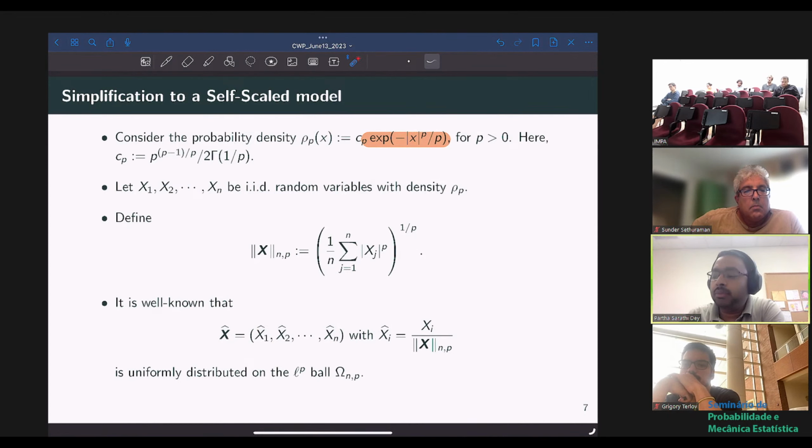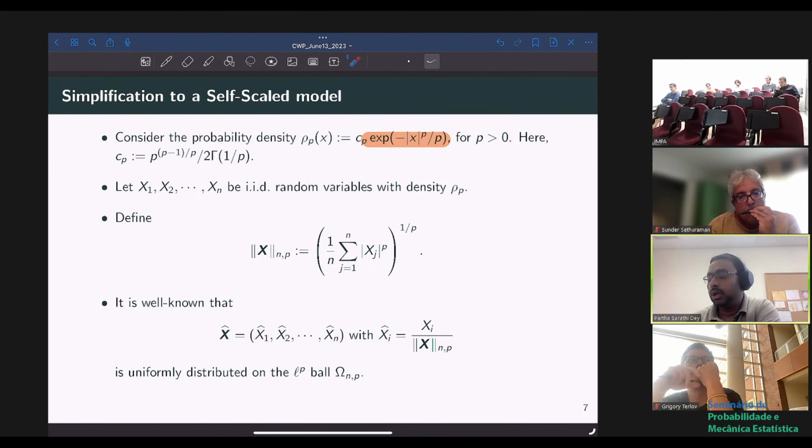If p is equal to 2, this is exactly the Gaussian distribution, e to the power minus x squared over 2. This corresponds to the case where, if you look at a uniform point on the n-dimensional L2 sphere, one can get its distribution by taking IID Gaussians and scaling them to make sure that the L2 norm is equal to a constant. So this is a general version.